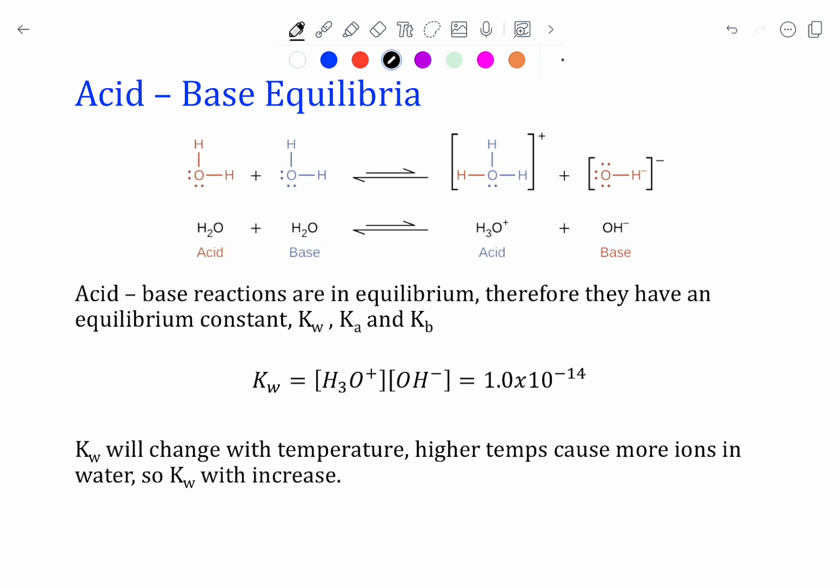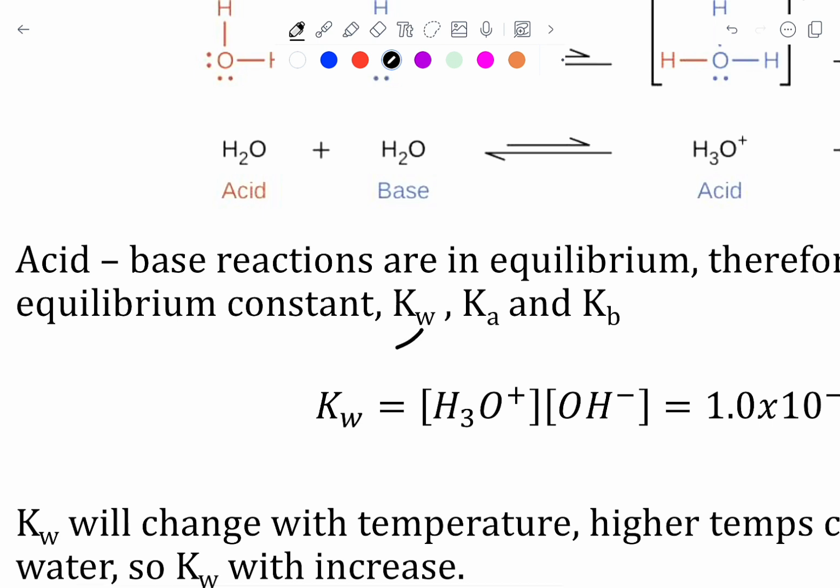Therefore, if they're in an equilibrium, they can have an equilibrium constant. So K, uppercase K, is still our equilibrium constant from our previous discussions, and now they just have these different subletters. We've talked about Kc being the concentration-based equilibrium constant, and Kp being that of pressures. Now we're introducing Kw, Ka, and Kb. Specifically Kw, where W stands for water, Ka, where A stands for acid, and Kb, where B stands for base.